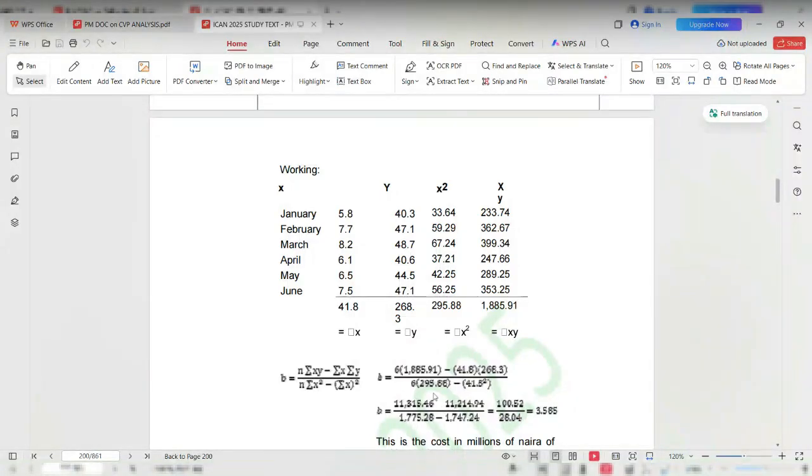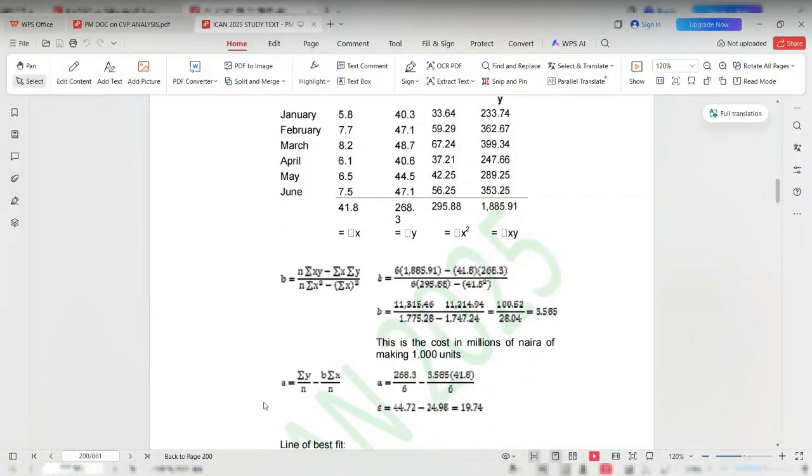This is your B now. After you have gotten your B, you calculate for your A. The formula for A is summation Y all over N, minus B summation X all over N. What is your summation Y? The total of Y, which happens to be 268.3, divided by N. Count the number: 1, 2, 3, 4, 5, 6. That is 6.